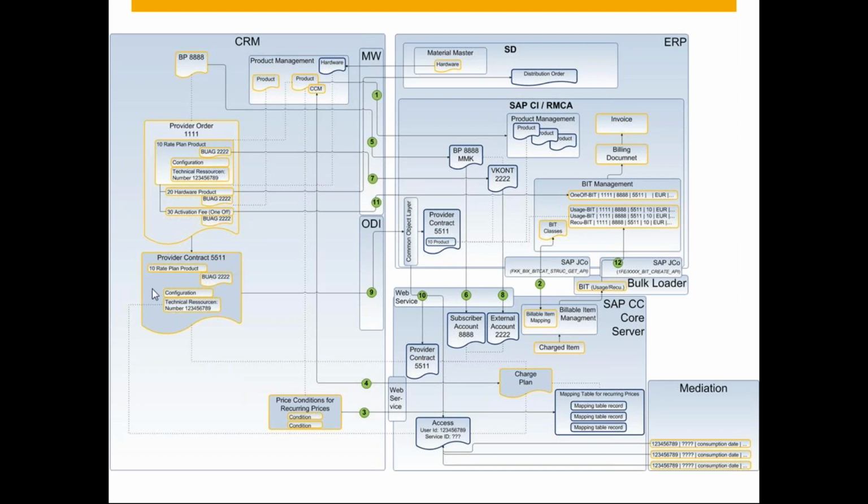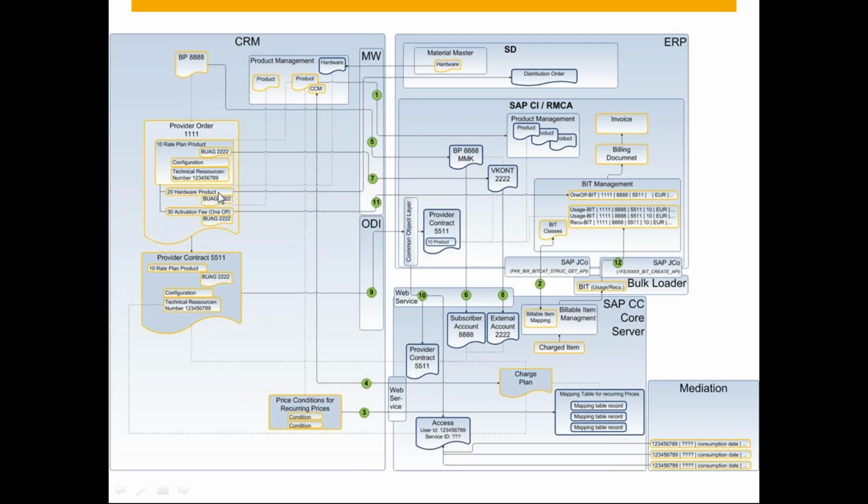When this provider contract is created, this contract will flow to the ECC system, provider contract 5511, as well as the CC system. Here we have 5511. So the provider contract has been sent to ECC as well as the CC system with respect to this SIM number or phone number, any unique ID. Here we have 1, 2, 3, 4, 5, 6, 7, 8, 9, 10. With that number, a provider contract will be created in the CC system as well as the ECC system.